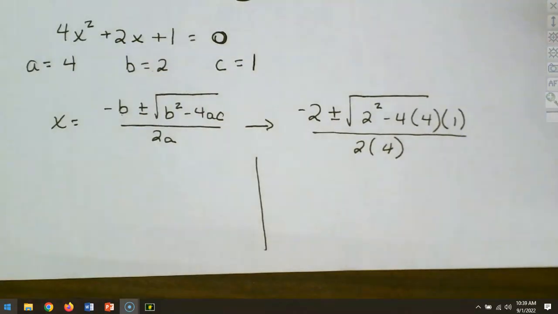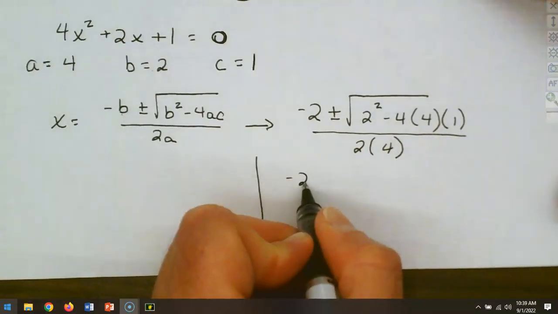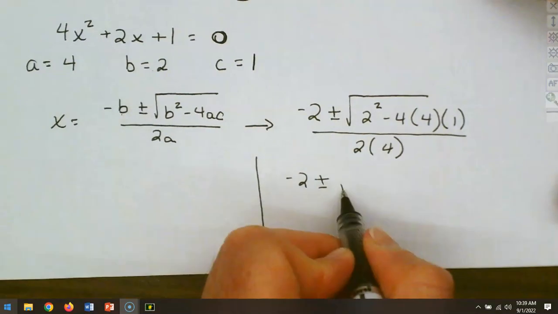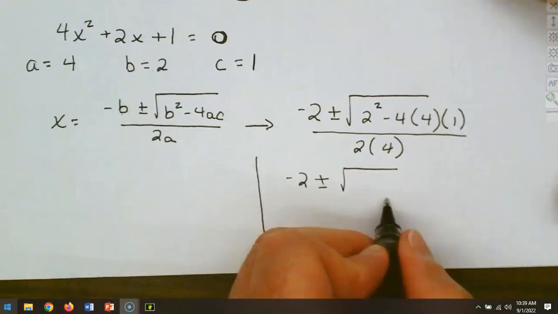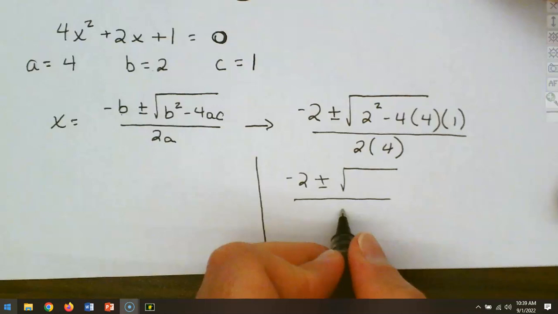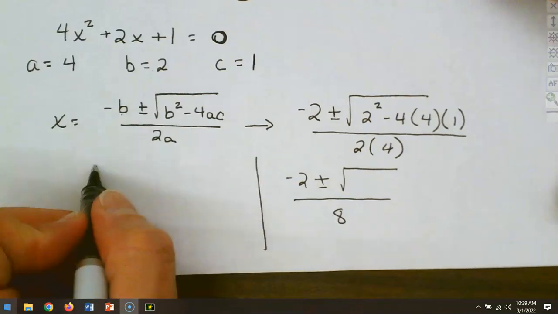So I take my time and I rewrite. So we've got a minus 2. We've got a plus or minus. That square root will stay there. And 2 times 4, that makes it an 8 down below.